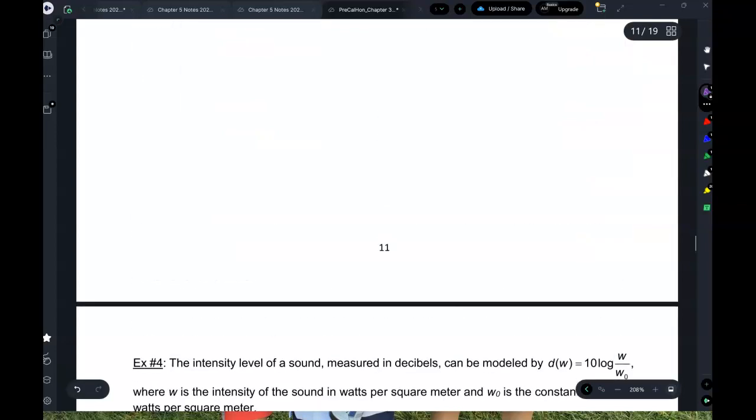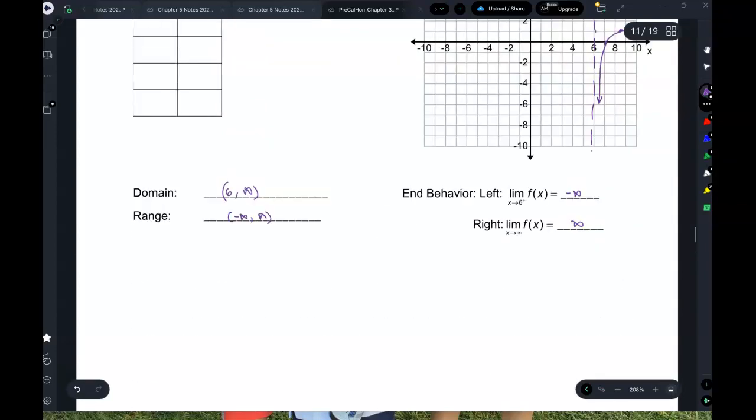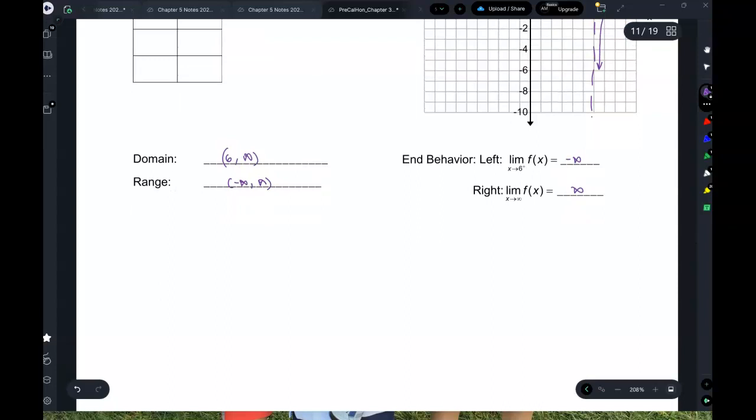So doesn't it give us the asymptote when it asks us for the left? It does, but I might just ask you what is the end behavior, and then you have to write this whole thing. You know what I mean? Okay. Yeah. Okay.